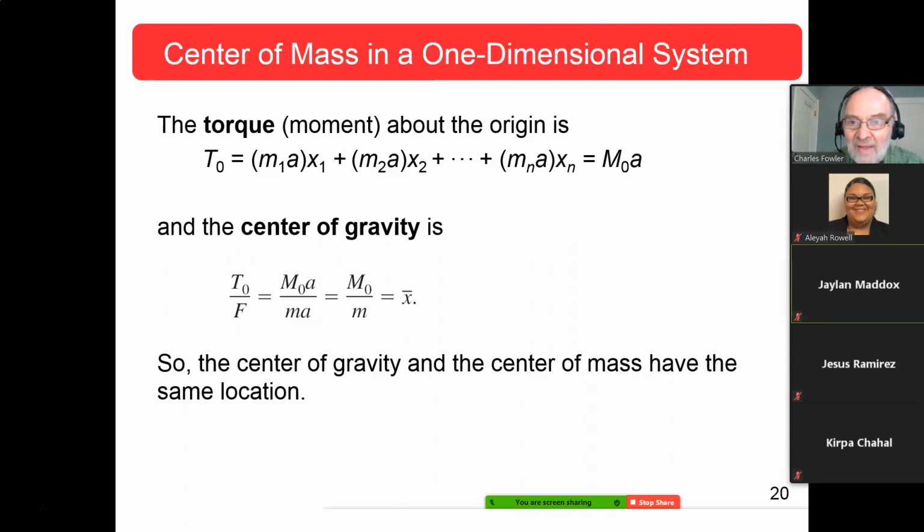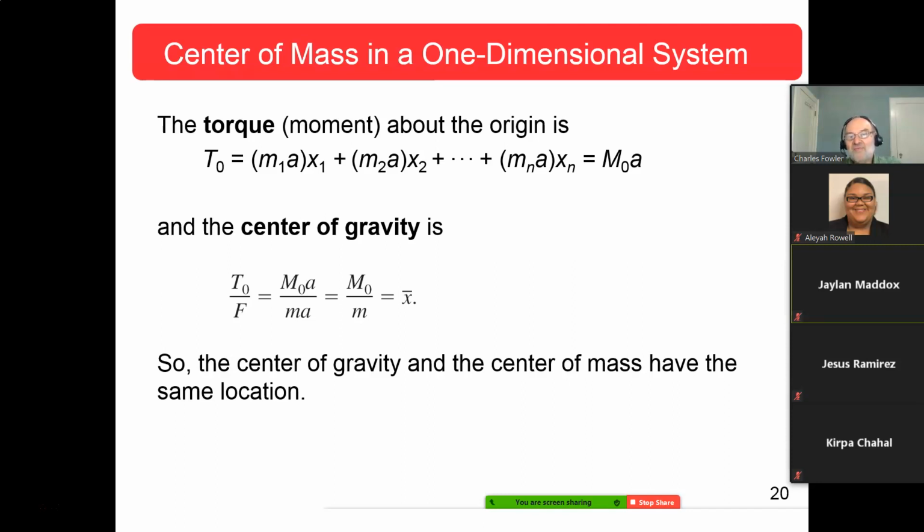The torque, or the moment about the origin, is the force times its displacement from the origin. Not the mass times displacement, but the force times displacement, which is m1a times x1 plus m2a times x2 plus all the way up to mna times xn, which is just your total mass of the whole system times the acceleration of the system.